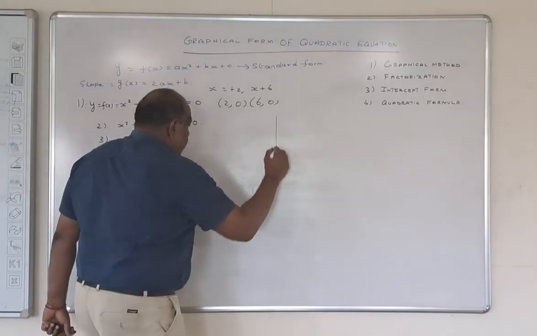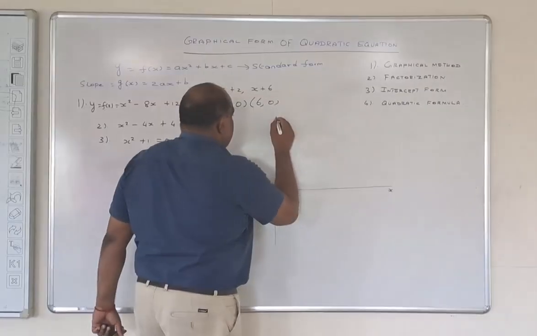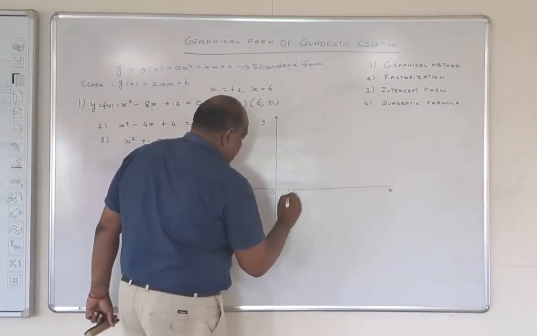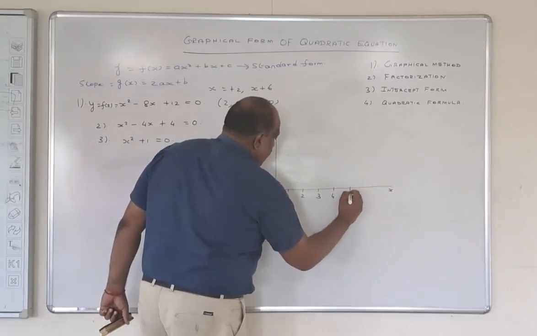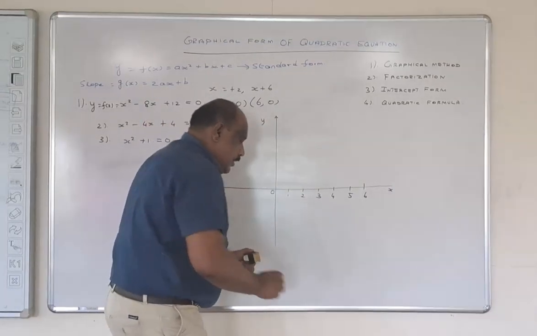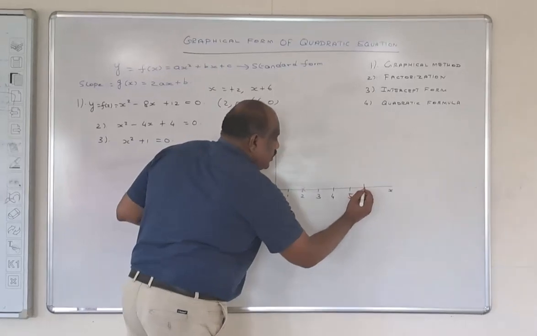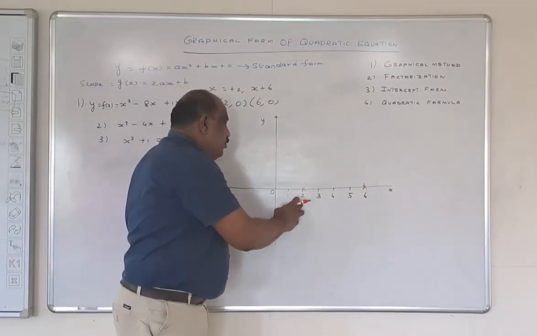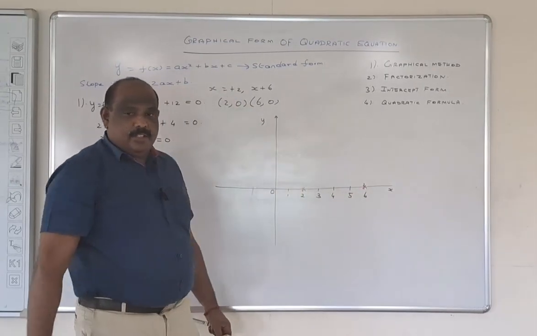Very good. So now let me draw the x and y axis. It is x, it is y. So let us have 0, 1, 2, 3, 4, 5, 6. So the roots are 2, 0. So 2, 0 means this point. And another root is what? 6, 0. So when x equal to 2, y is 0. When x equal to 6, y is once again 0.